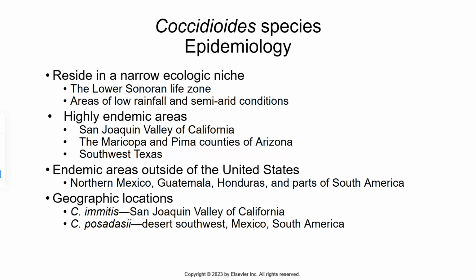They reside in a narrow ecological niche, the lower Sonoran life zone, areas of low rainfall and semi-arid conditions. Highly endemic areas also include the San Joaquin Valley of California and certain parts of Arizona and southwest Texas. Endemic areas outside of the United States include northern Mexico, Guatemala, Honduras, and parts of South America. Geographic locations, you can see the different species and where they would be found.